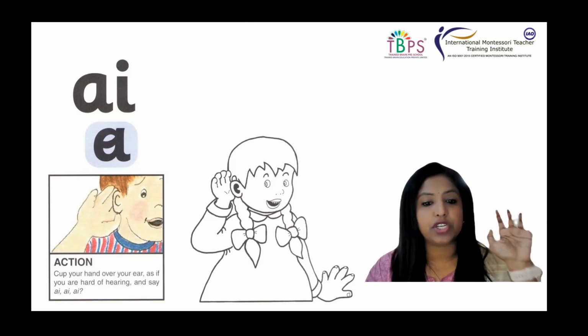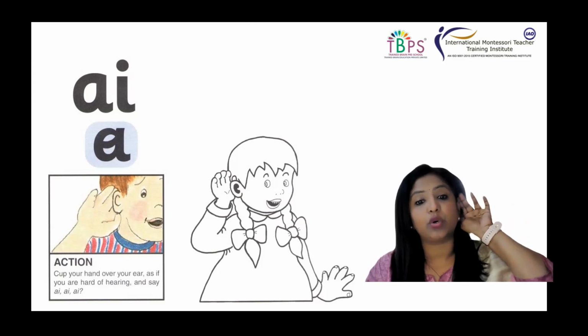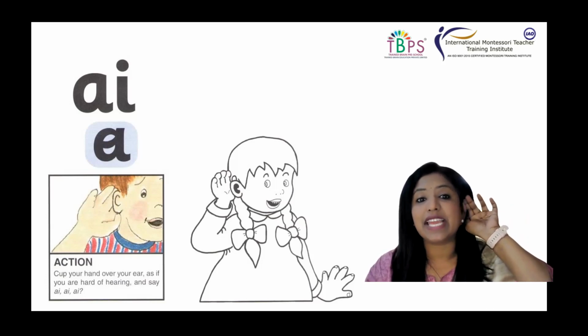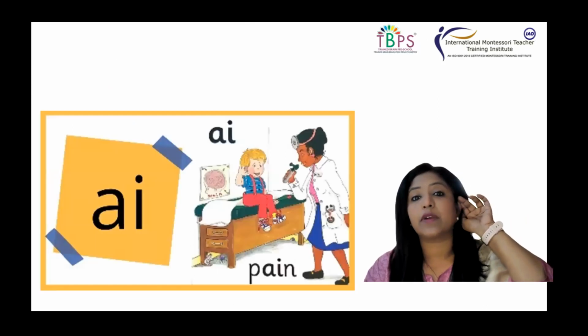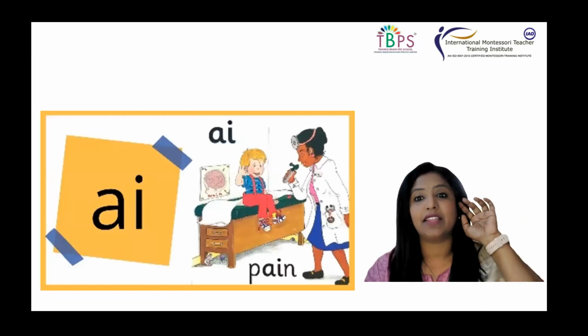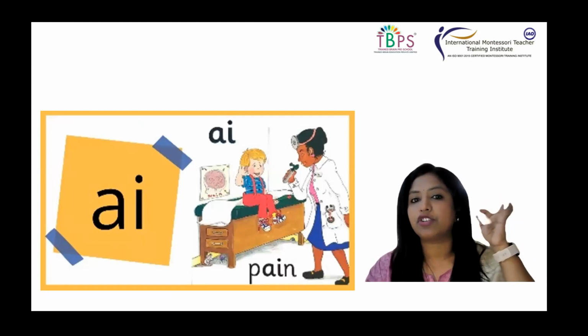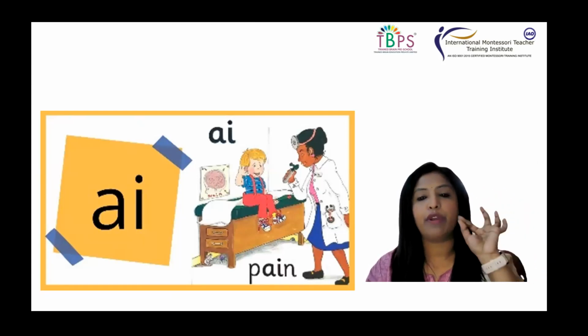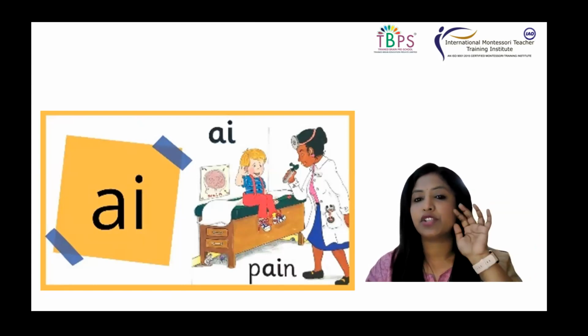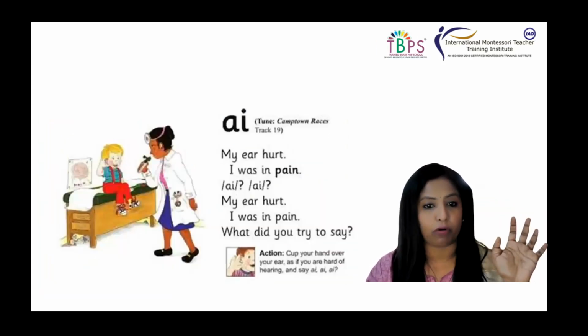And what was the action? We started cupping our hand over our ear and we said A. We also saw a story where the child had ear pain. When the mother took the baby to the doctor, the doctor checked and found there was so much wax. When they removed it, there was no pain. So the child did not say A anymore.